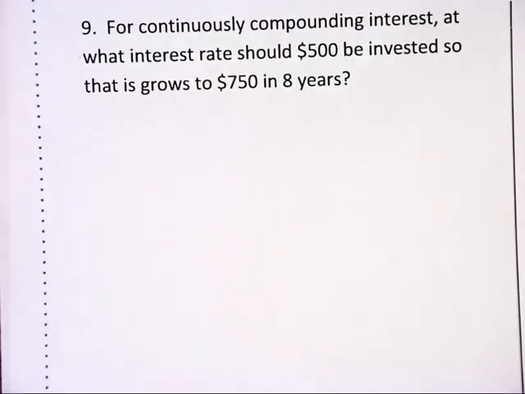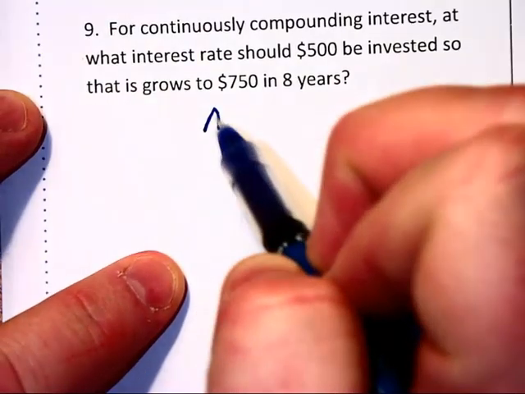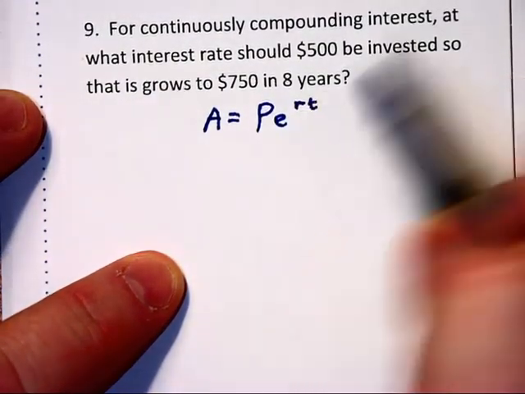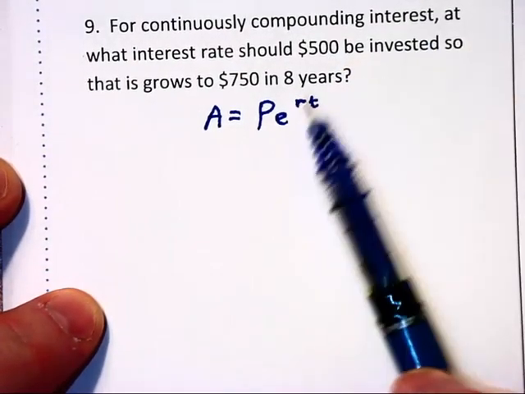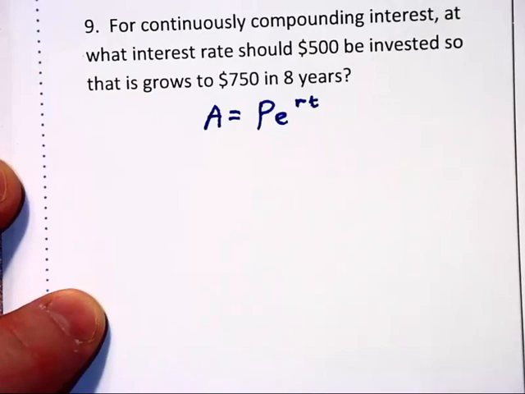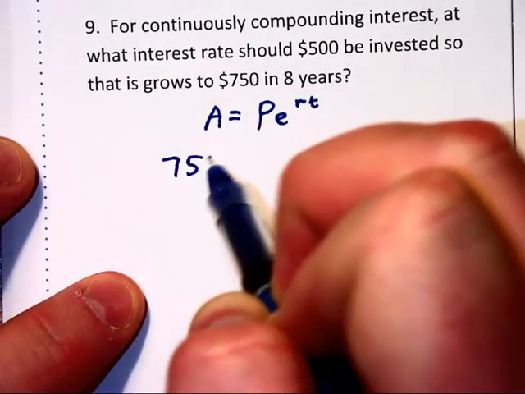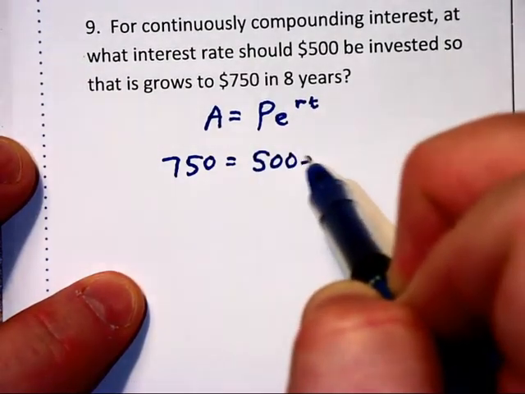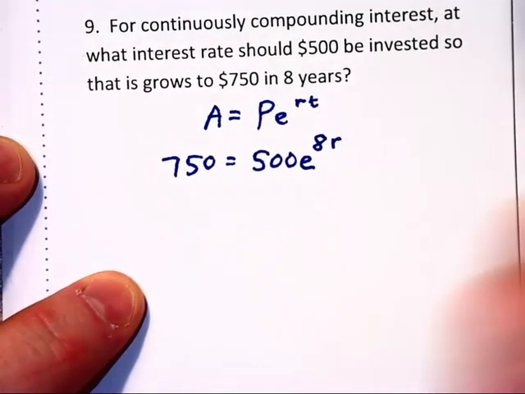Okay, now we have continuously compounding interest, so automatically I want the formula A equals P times e to the RT power. At what interest rate? We're solving for R. Should 500 be invested so that it grows to 750? Okay, 750 is the amount that will be in our account when 500 is being invested. E to the R times 8. I'm going to write that as 8R.